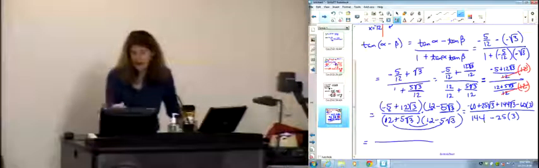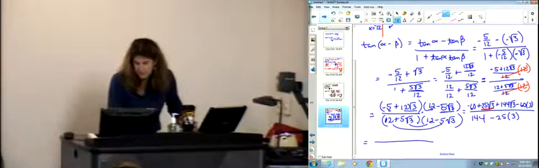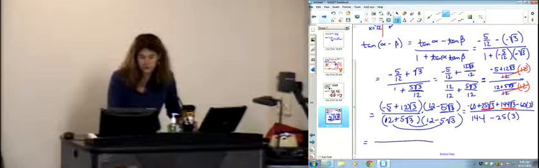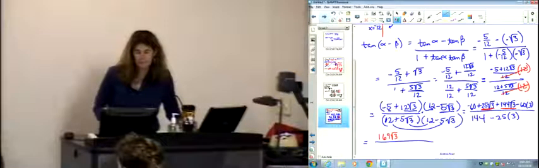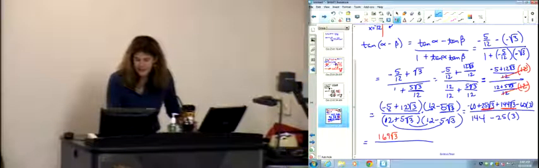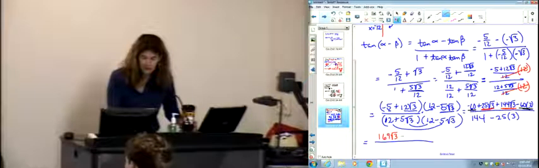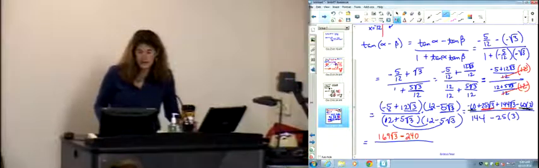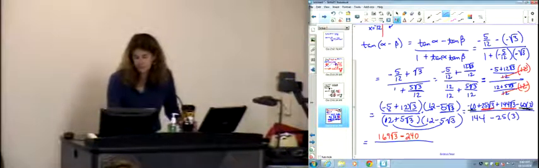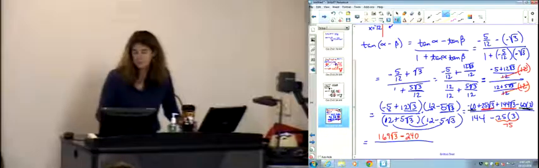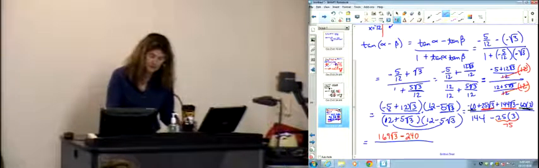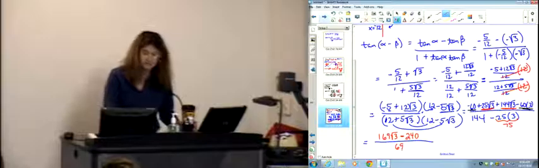On top, I see I have 25 square root of 3 plus 144 square root of 3, and that's 169 square root of 3, right? Then I have negative 60 minus 180, negative 60 minus 180, it's minus 240. In the denominator, I have 144 minus 75. That looks like that's going to give me 69.